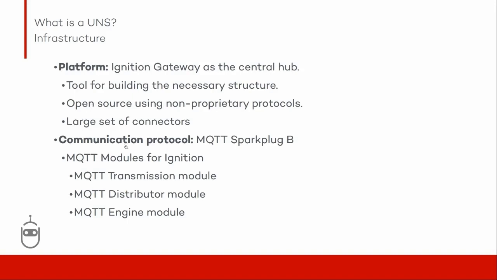Then for the communication protocol, the main protocol we will use here is MQTT with the Sparkplug B specification. In Ignition, we have mainly three modules we're using for MQTT. Here we're using the MQTT Transmission module. The Transmission module will be translating regular tags, or tags in general, into MQTT topics and publishing those to any MQTT broker. Then we have the MQTT Distributor module, and the MQTT Distributor module is actually the MQTT broker.